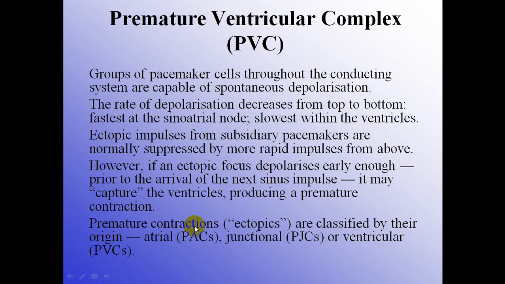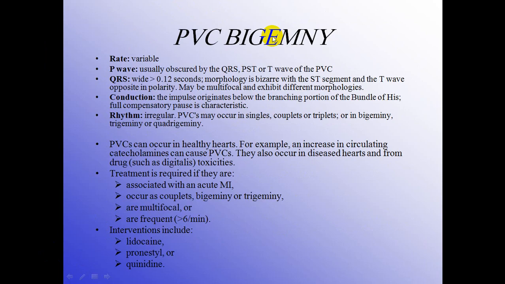Premature contractions or ectopics are classified by their origin: atrial, which we discussed, junctional, which we will discuss when we have time, and ventricular, our subject today. The rate is variable. By the way, premature ventricular contractions could be bigeminy, trigeminy, or quadrigeminy. You will see what I mean by this.